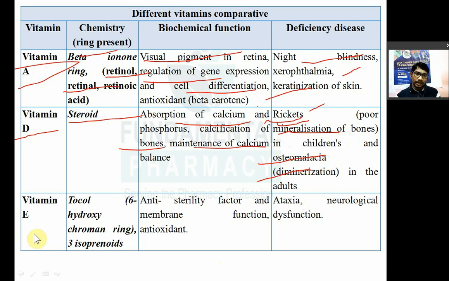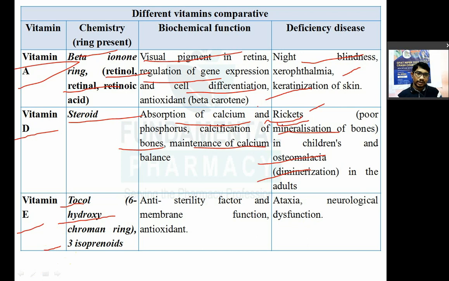Now vitamin E is known as tocopherol. In this, a tocol ring is there. Tocol is the common name. Now what is the tocol ring? It is a 6-hydroxychromane ring, also known as the tocol ring, and there are 3 side isoprenoid units. यहाँ पे टोकॉल रिंग होता है, दैट इज 6-hydroxychromane रिंग, तो उसमें 3 आइसोप्रेनाइड यूनिट होता है.